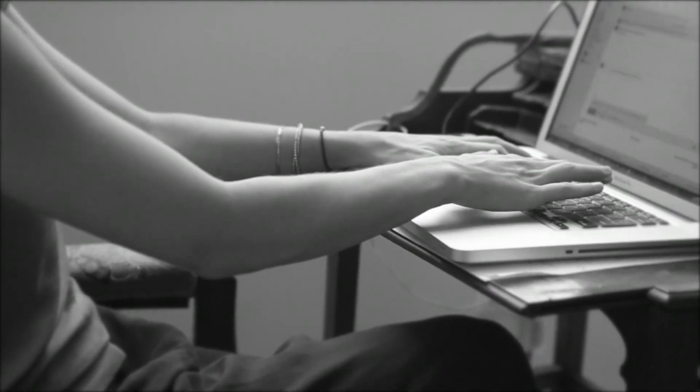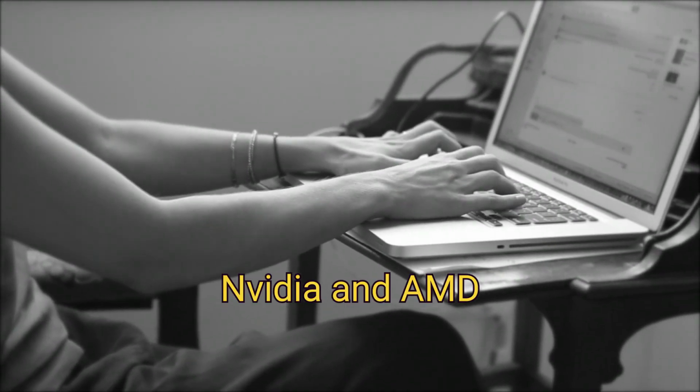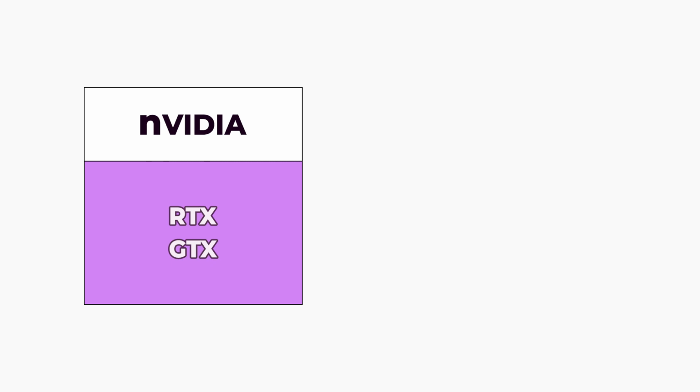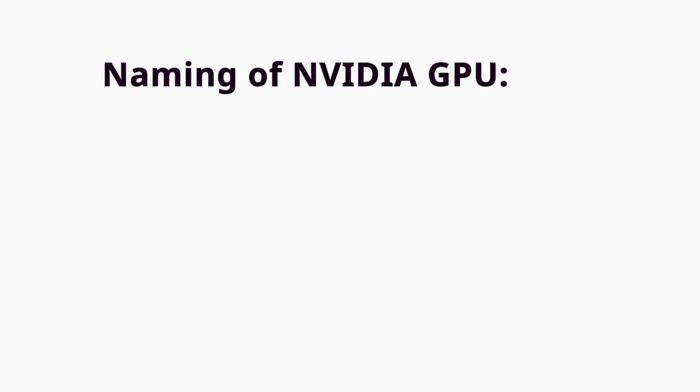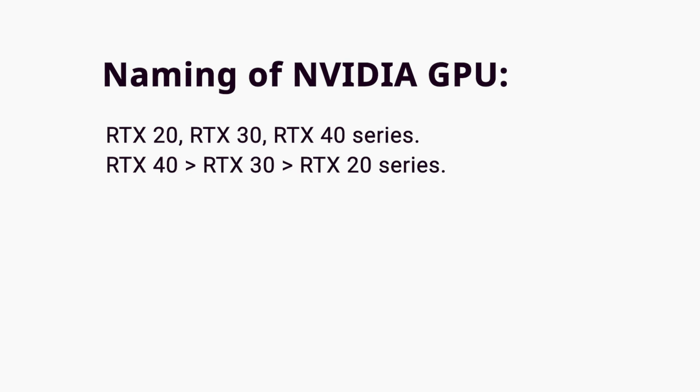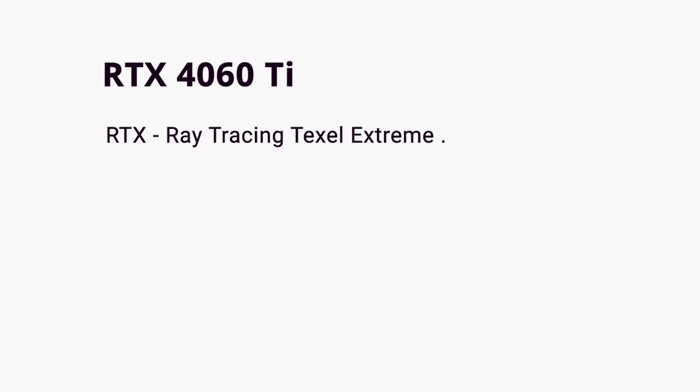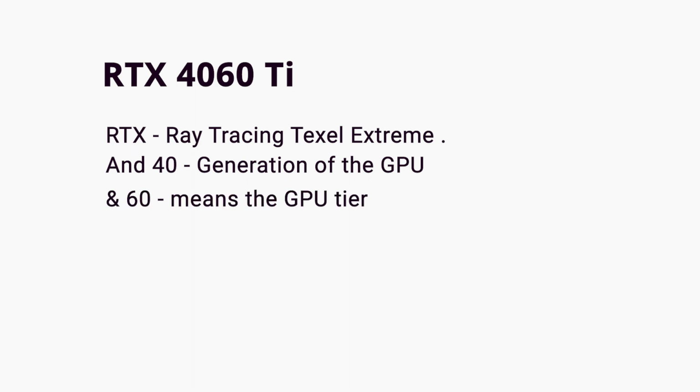Two companies are popular for dedicated graphics cards: NVIDIA and AMD. NVIDIA graphics cards are named as RTX and GTX series, while AMD graphics cards are named as RX series. Naming of NVIDIA GPU. NVIDIA RTX GPUs are named as RTX 20, RTX 30 and RTX 40 series, where RTX 40 series are the most powerful ones. Now let us look at the name of this graphics card: RTX 4060 Ti, where RTX means Ray Tracing Texel Extreme, 4060 Ti means model name, and 40 means the generation of the GPU, and 60 means the GPU tier.